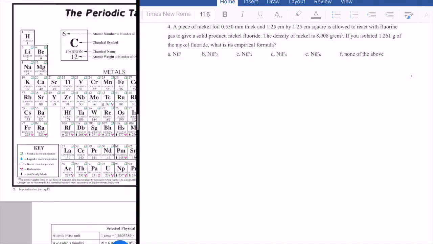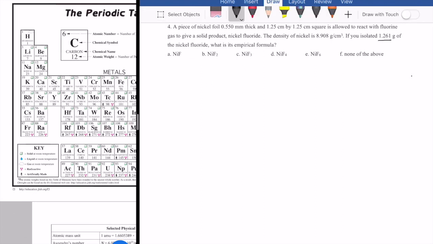Now with question number 4, we are given information about a piece of nickel foil, with 3 different dimensions of the nickel. It then says that you react that nickel with fluorine gas to give a solid product, which is a nickel fluoride compound. It tells you the density of the nickel, and then it's saying that if you make 1.261 gram of the nickel fluoride, what's going to be the empirical formula of the nickel fluoride?